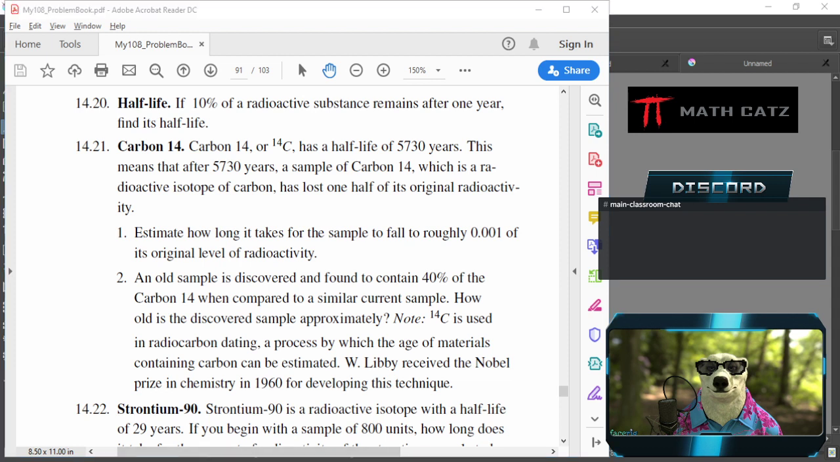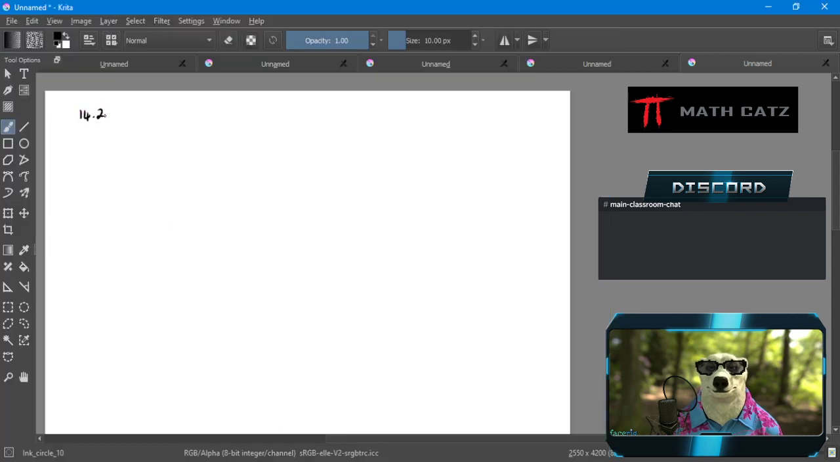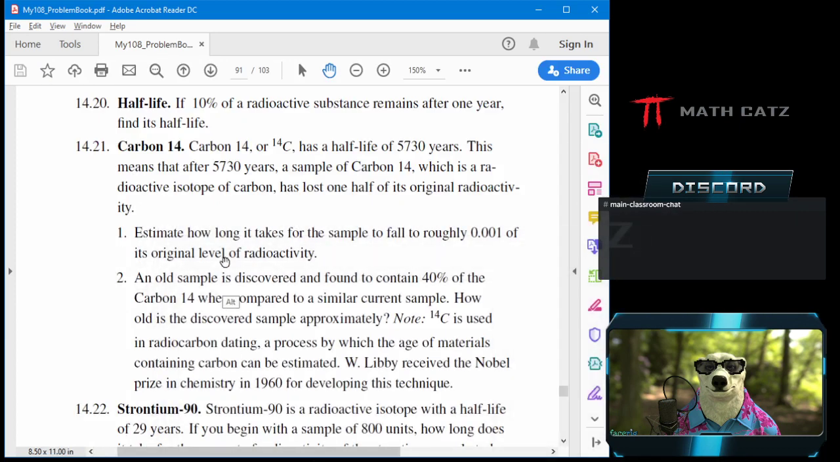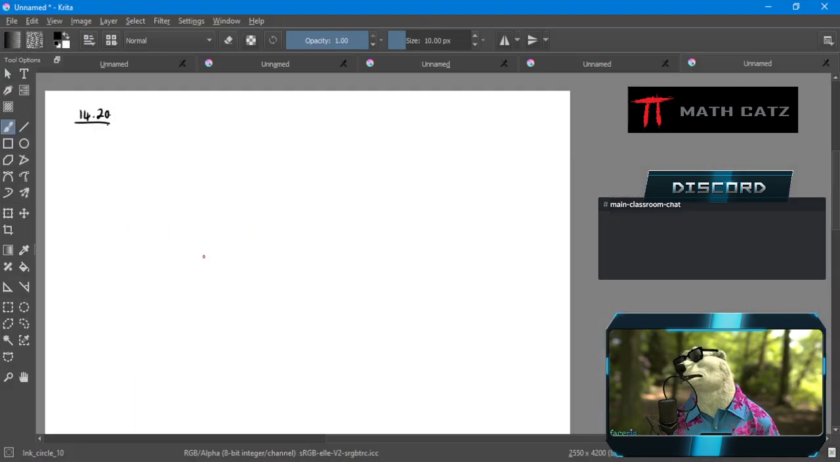14.20, half-life. If 10% of a radioactive substance remains after 1 year, find its half-life. Now, there could be some more words here, admittedly. We are only looking at the situation where the radioactive substance decays at a rate proportional to how much there was. So we are always going to work with the same kind of differential equation when it comes to radioactive decay. So let's set that up.